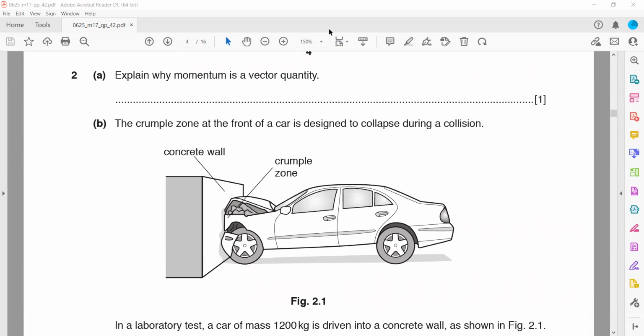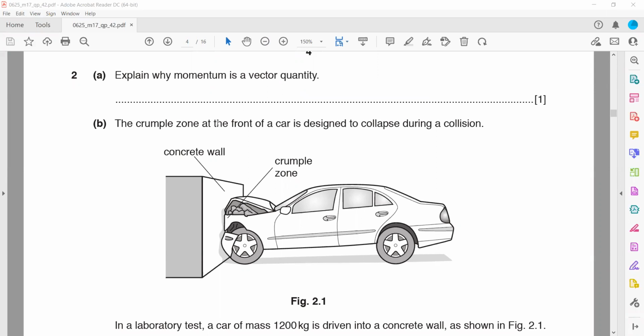Explain why momentum is a vector quantity. A physical quantity which has a direction is known as a vector quantity. Because momentum has direction, that's why we say momentum is a vector quantity.